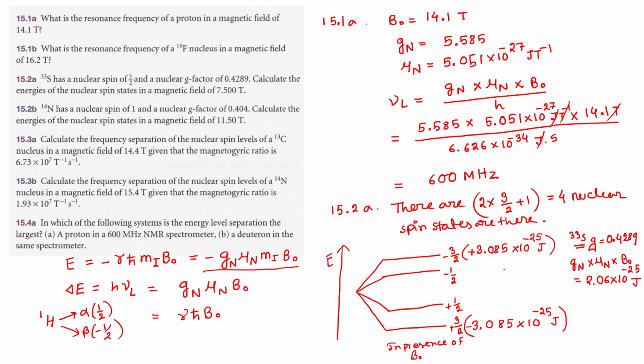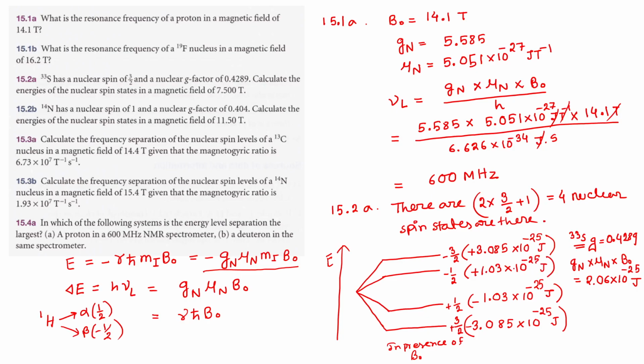As you can see, the energy values are very small, and that is why you want a radio frequency for resonance to occur. So the energy gap is very small. Let us calculate for 1/2 also. It is something around minus 1.03 times 10 to the power minus 25 joules, taking up to 2 decimal points. Obviously it will be plus 1.03 times 10 to the power minus 25 joules.